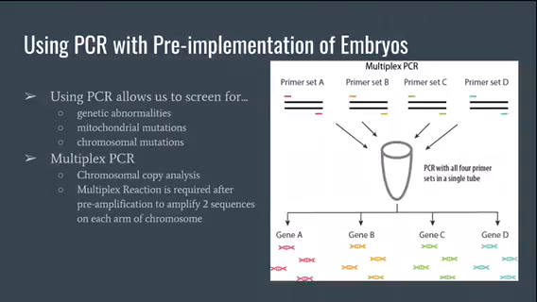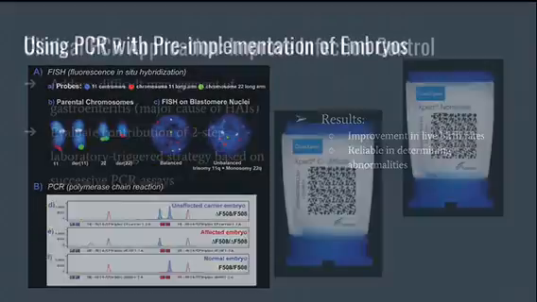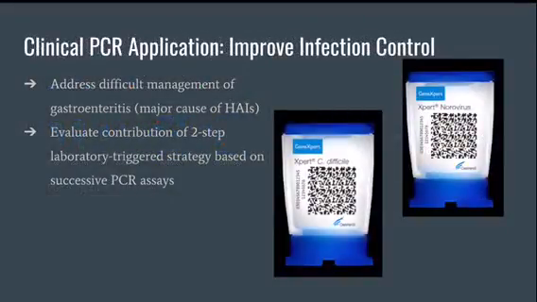This image shows that in a multiplex reaction, all four primers go into one tube, and from there they are separated into the different genes. The results from using PCR before the implantation of embryos are that it has shown improvements in live birth rates and IVF cycles. Also, it has been determined that using PCR is reliable for determining abnormalities in a chromosome or gene, but it is not the best for trying to find differences in structural chromosomes. The picture on the left of the slide just shows an example of how PCR is able to detect abnormalities in this study.